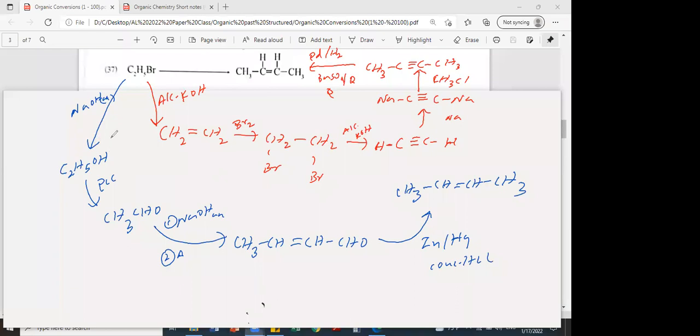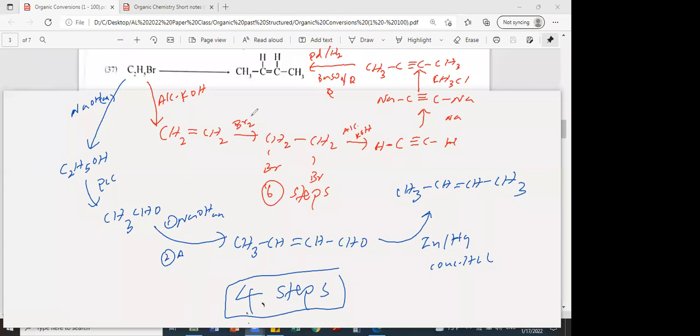This one, how many steps? 1, 2, 3, 4 steps. Within 4 steps, you can do it. Then this one, how many steps? 1, 2, 3, 4, 5, 6 steps. So I think the second method, the blue one, is better.